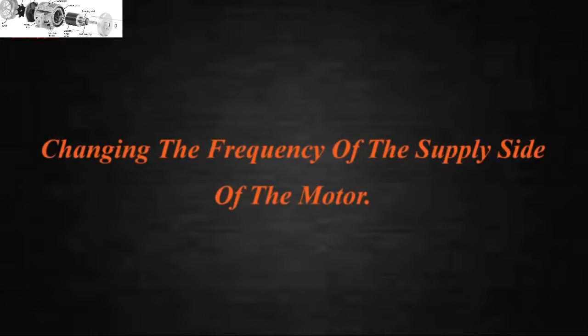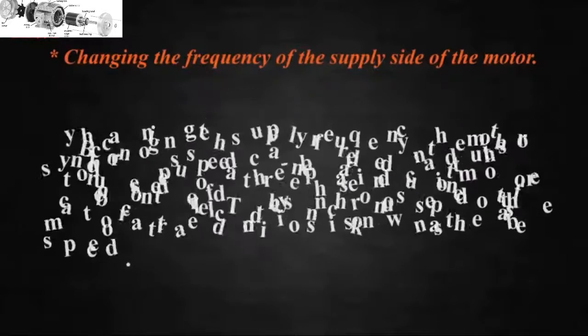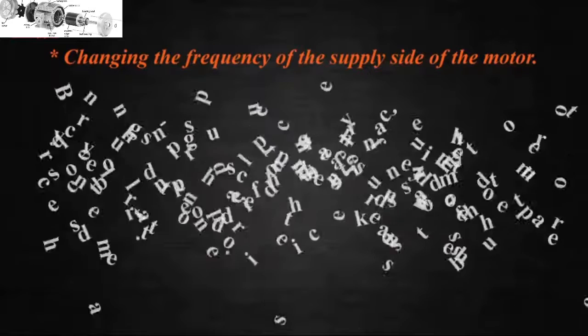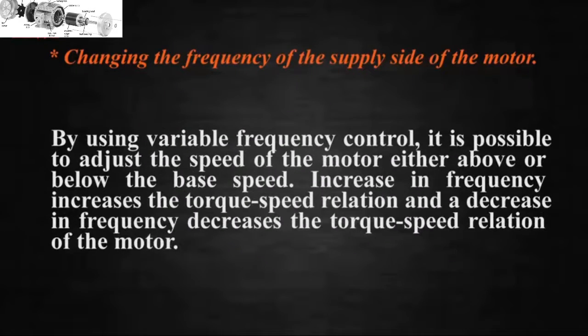Changing the frequency of the supply side of the motor. By changing the supply frequency, the motor synchronous speed can be altered and thus the torque speed of a three-phase induction motor can be controlled. The synchronous speed of the motor at rated condition is known as the base speed. By using variable frequency control, it is possible to adjust the speed of the motor either above or below the base speed. An increase in frequency increases the torque speed relation, and a decrease in frequency decreases the torque speed relation of the motor.